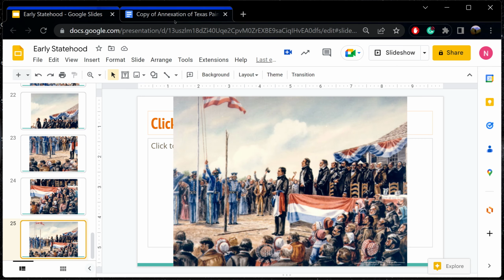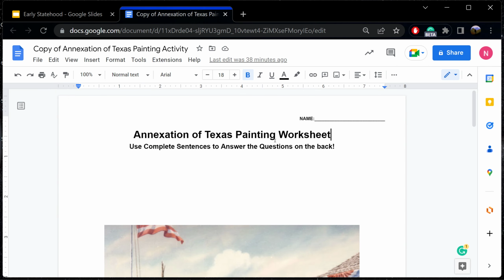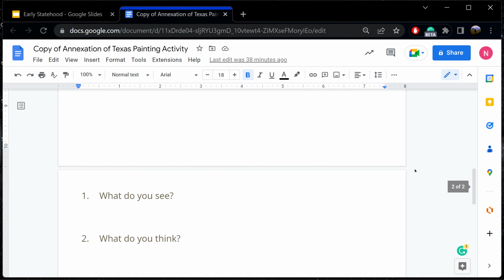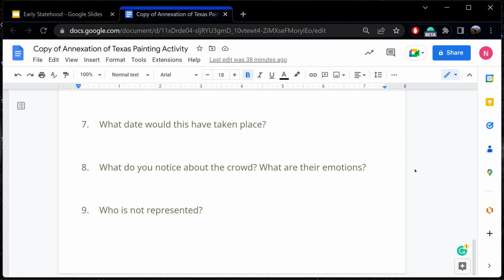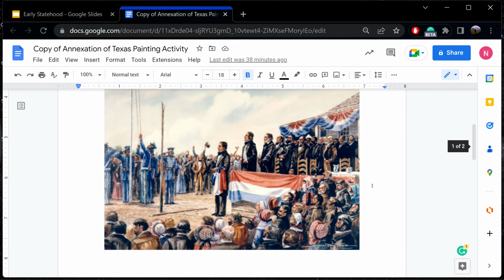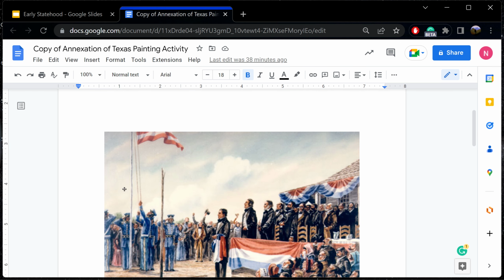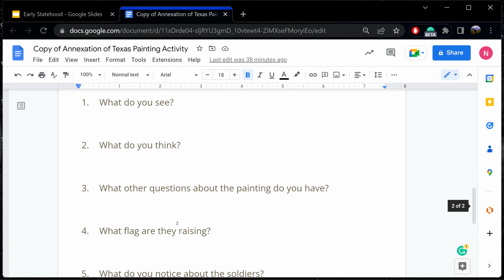So, the next thing that we're going to do is this annexation of Texas worksheet. Okay? The way this worksheet works is that on the front you have this painting, and then on the back you have 9 questions to answer. Just like the Manifest Destiny one, I expect these to be in full sentences. The Manifest Destiny one we did in a Google form, and I think that really confused a lot of people, judging by the responses that I've seen from it in my classes and in y'all's classes. So this time we're going to print it out and do it on a piece of paper. Okay? So you look at the painting, you answer these questions.